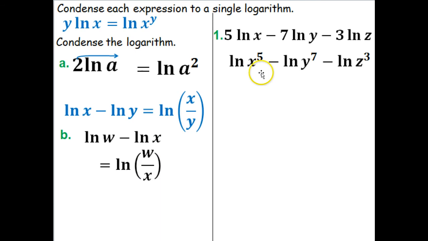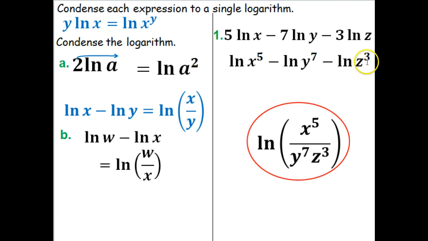Okay, well, looking over here, I've got an x to the 5th. We know that's going to be on top, similar to the example here. The difference here is that I've got two subtractions, if you will. And what that basically means is that both of these two are going to go on the denominator. Okay, so when we do that, x to the 5th will be on top, y to the 7th, and z to the 3rd will both be on the denominator.